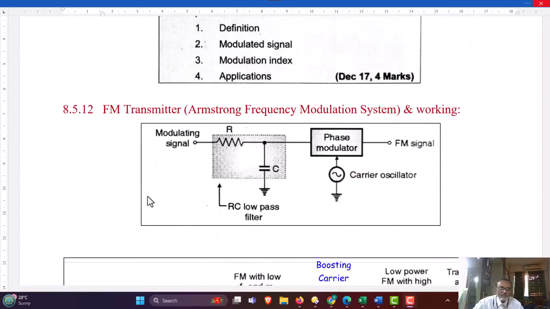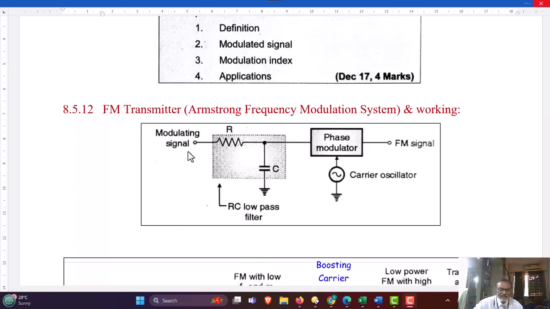And let us see how FM can be generated. FM can be generated by an FM transmitter. The block diagram of an FM transmitter is shown here. Basically, it consists of a frequency modulator, called a phase modulator. It will take one signal as a modulating signal, that is the signal which you want to transmit, maybe an audio signal or baseband signal.